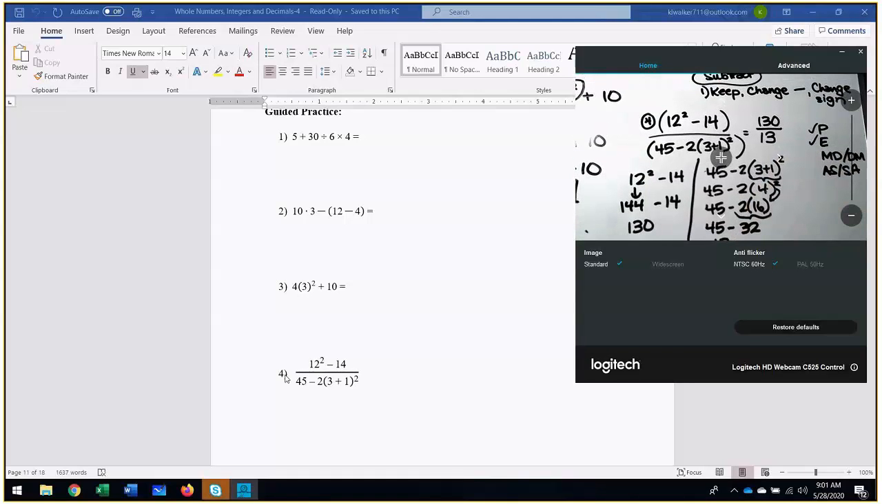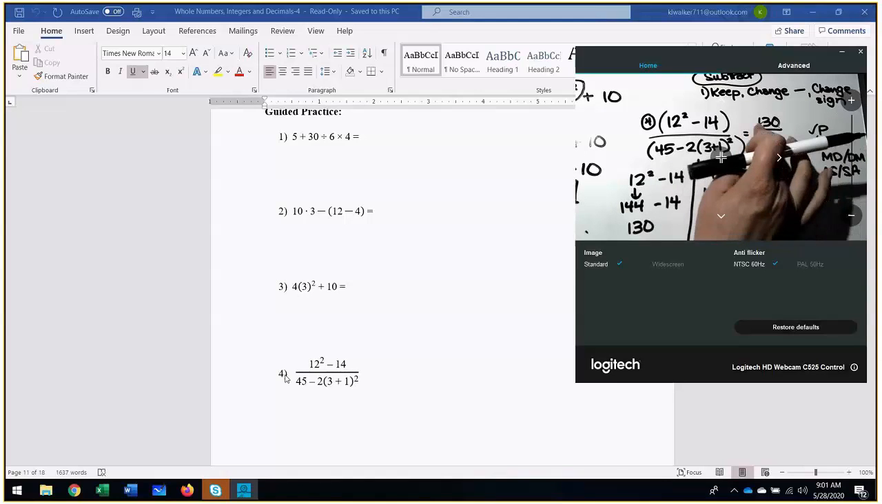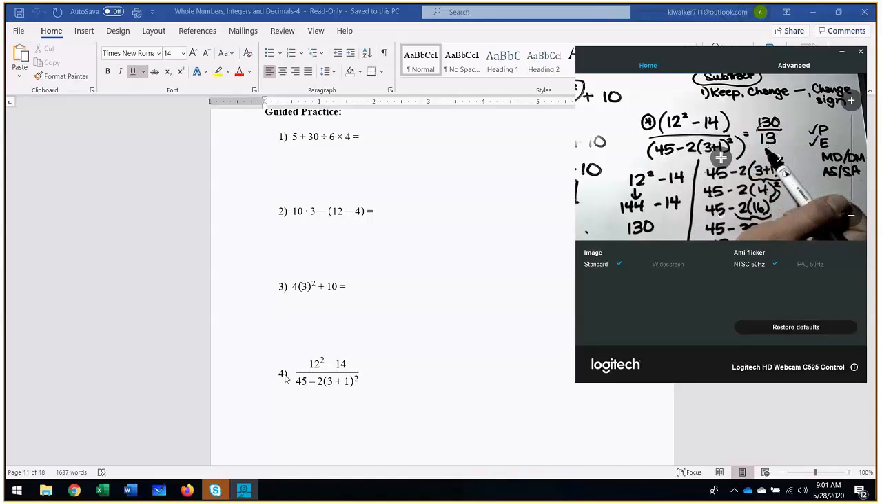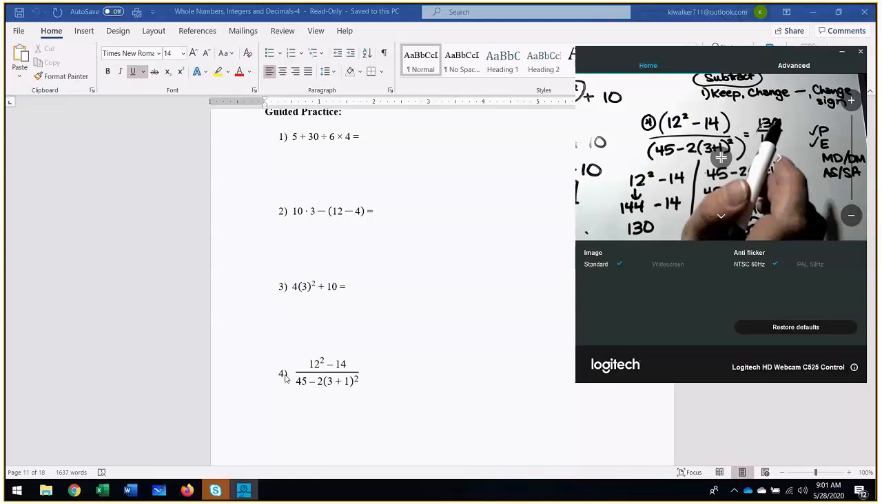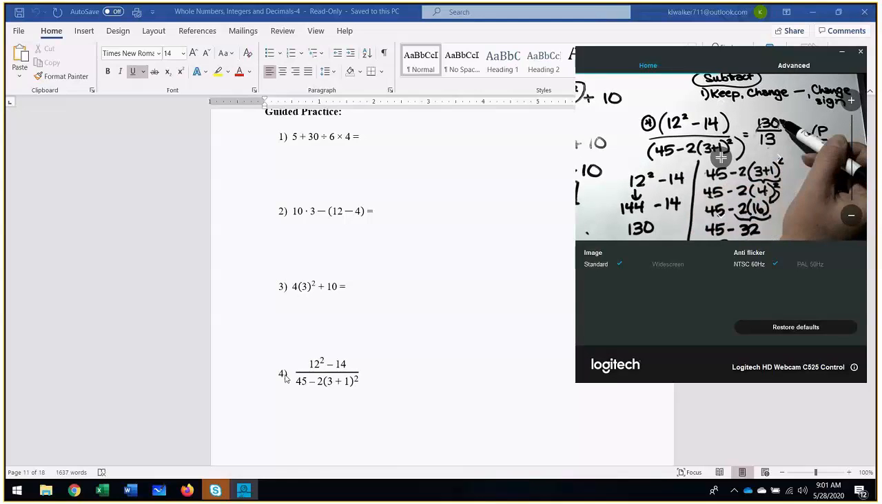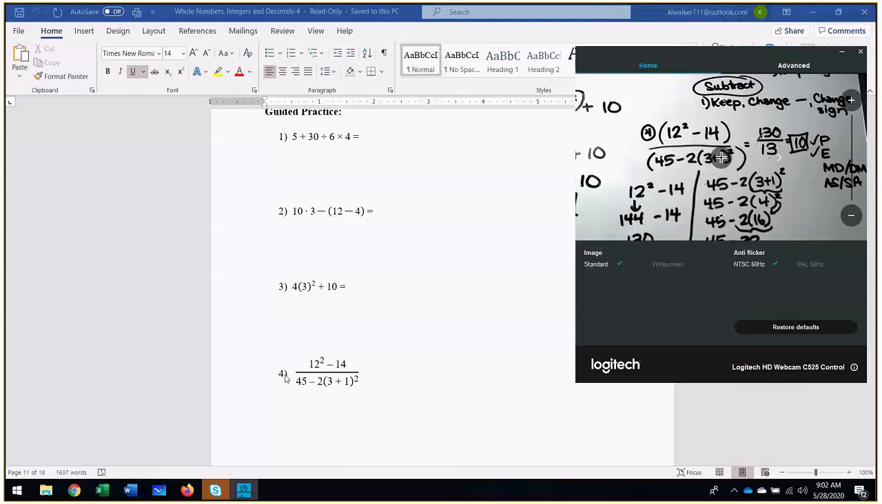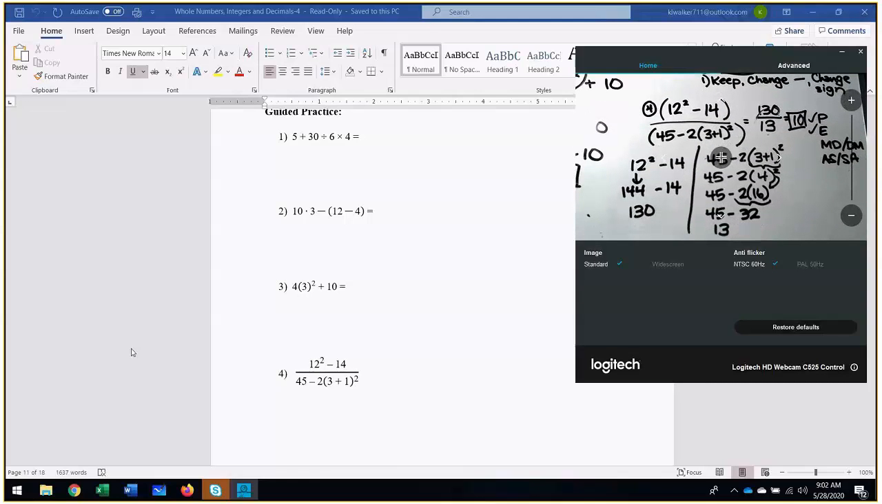Okay, now we took care of all of that. At the end, when you see something like this, if you can divide it through, you divide it at the end. If not, that means you're just going to have a fraction as an answer. But since we haven't talked about fractions yet, you should not be getting those just yet. Next week, we'll talk about that. So 130 divided by 13 does divide evenly, and the final answer is 10. All right, that takes care of the order of operations for now.